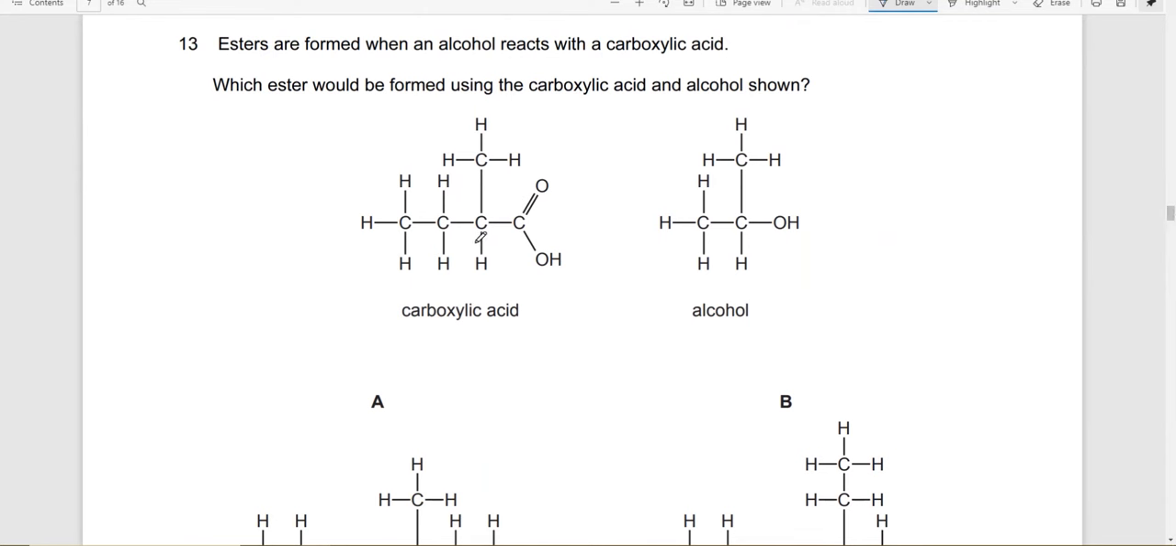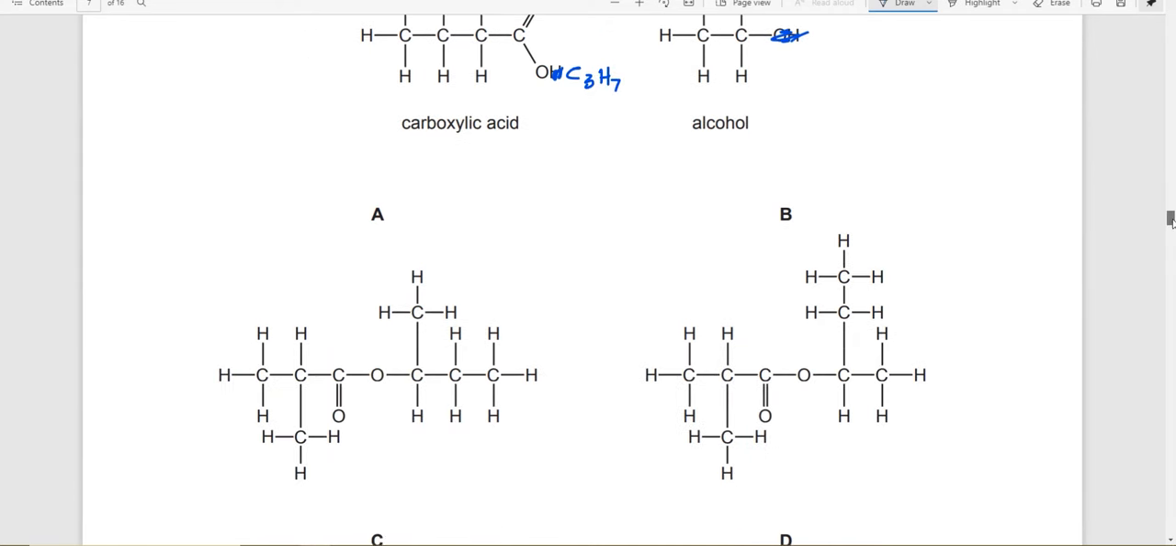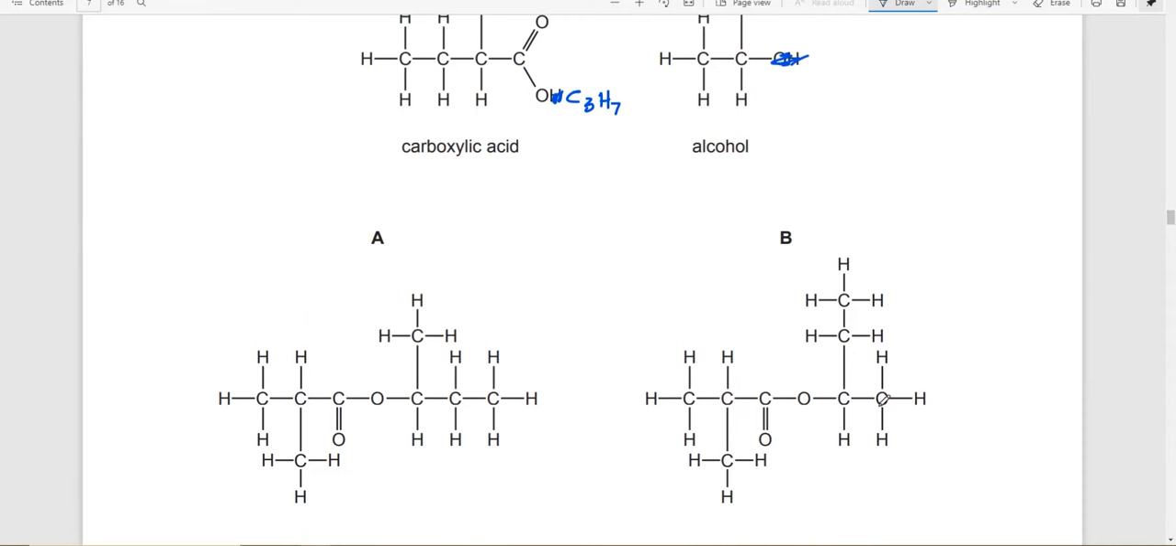Which carboxylic acid will be formed? Which ester will be formed using the carboxylic acid and alcohol shown below? At the end of this acid, this OH will be removed, this H will be removed, and at the end, C3H7 will be attached. You just need to find that out. After the carboxylic acid, there will be C3H7.